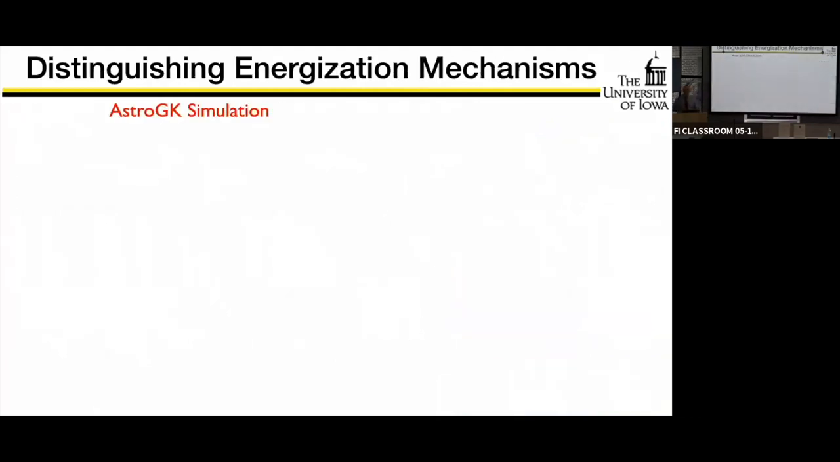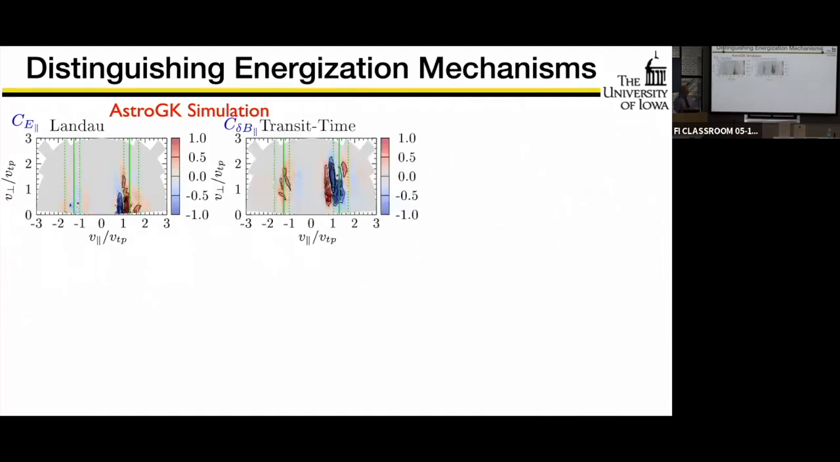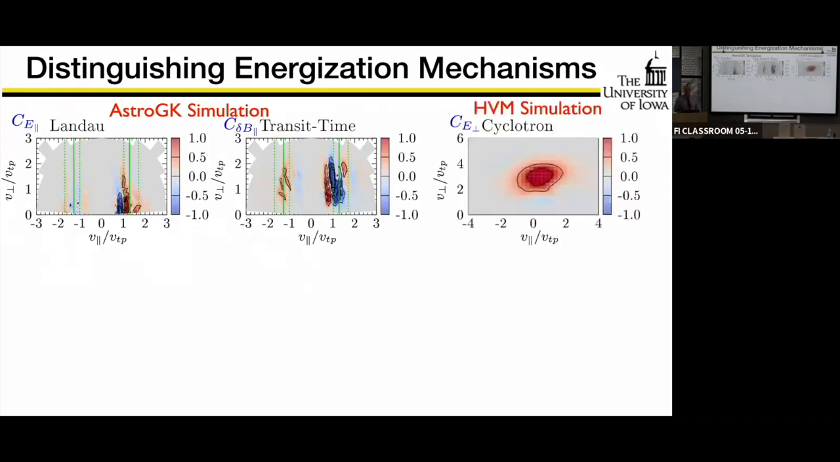Now, as I've said, I can use this to distinguish energization mechanisms. So I can look at lots of those different proposed mechanisms. We've seen the case for Landau damping where I've got that bipolar signature. We can also do transit time damping. Again, that's the magnetic analog of Landau damping. It goes to zero down here. It's still associated with that parallel phase velocity because it's Landau resonant, but it looks qualitatively different from here, and you can distinguish those. You can also look at cyclotron damping.